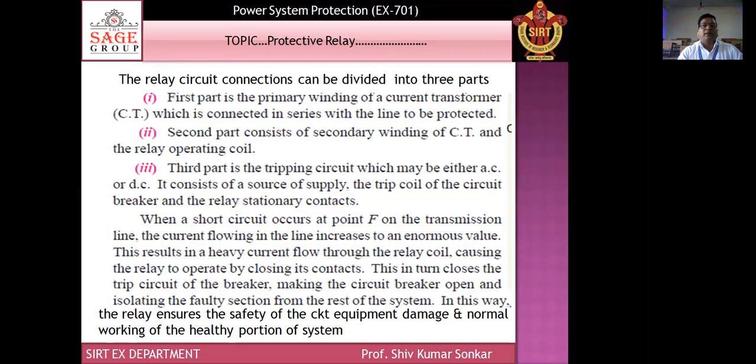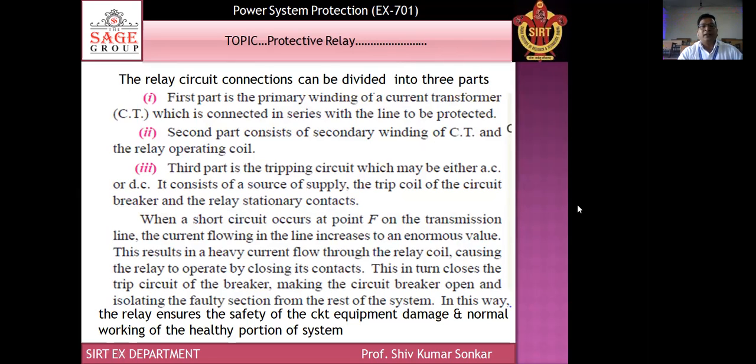The second part consists of the secondary winding of the CT and the relay operating coil. And the third part is the tripping circuit, which may be either AC or DC. It consists of a source of supply, a trip coil of the circuit breaker, and the relay stationary contacts.